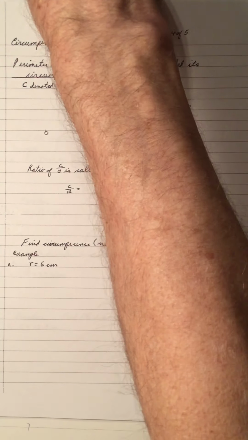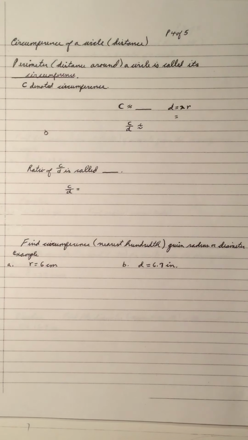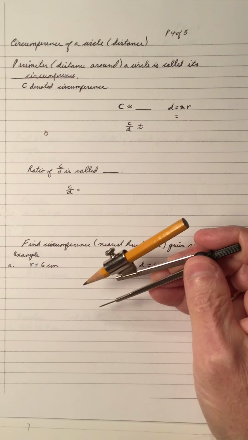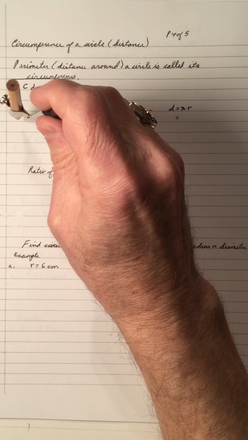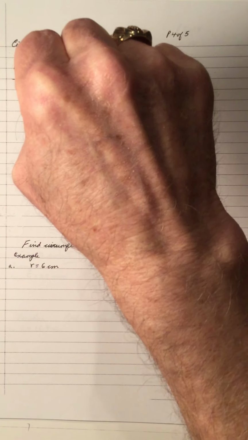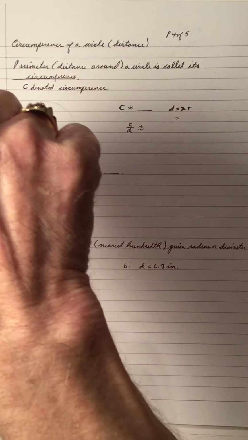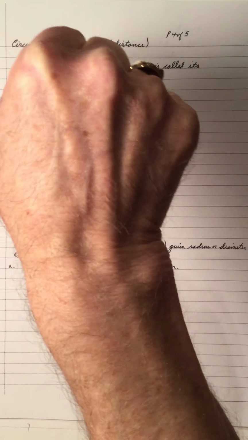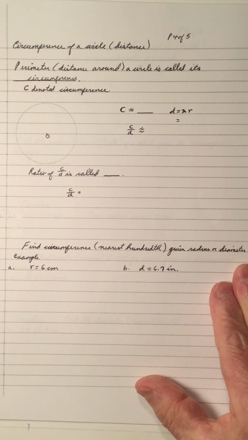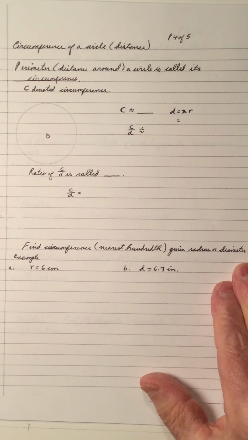So if I take my compass again, and I have it marked, let me draw another circle for you. So there's the circle. Takes a while to get used to drawing these circles.